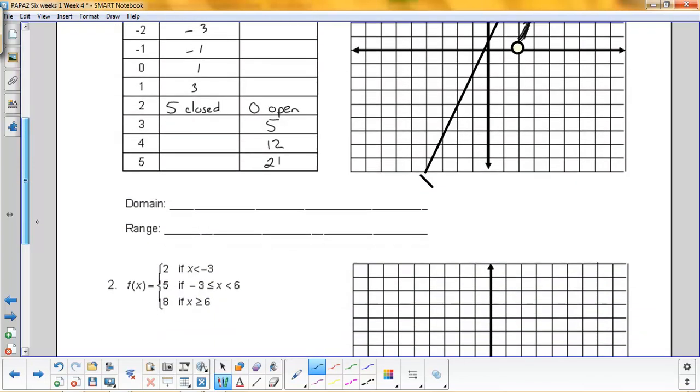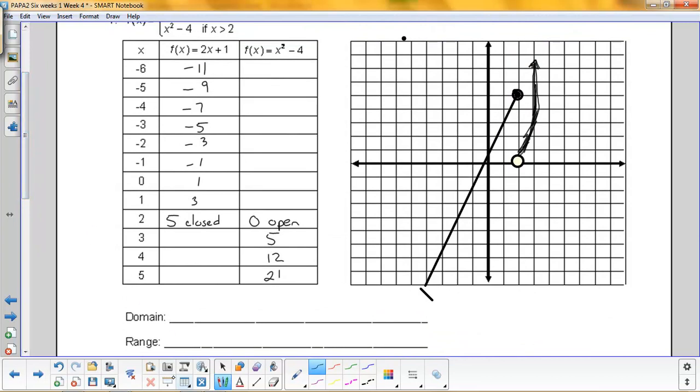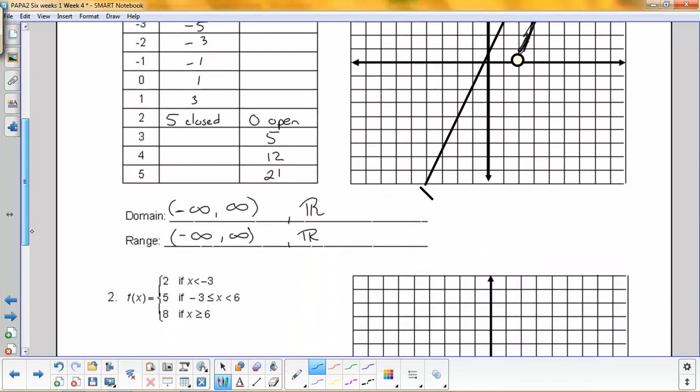Example number 2 is slightly different. Domain and range of this function. The domain is going to be negative infinity through positive infinity. Although there is an open circle, it is covered by a closed one, so there is no break in the domain. In set notation, that is all real numbers. And likewise the range, negative infinity through positive infinity, or all real numbers.